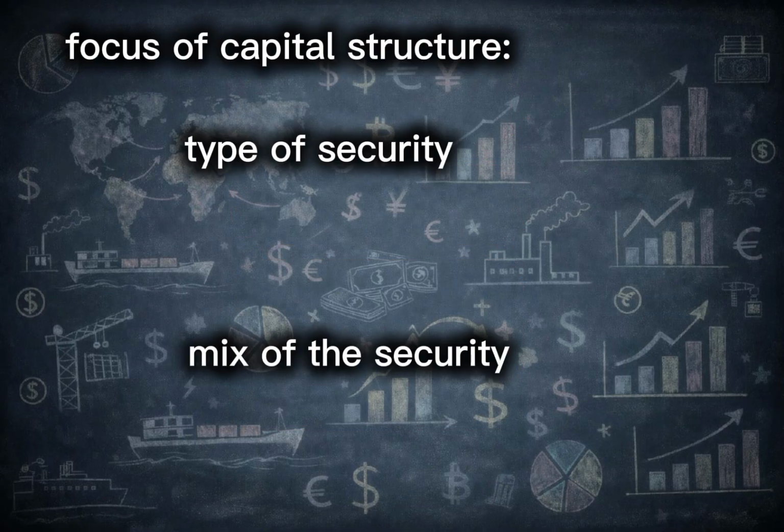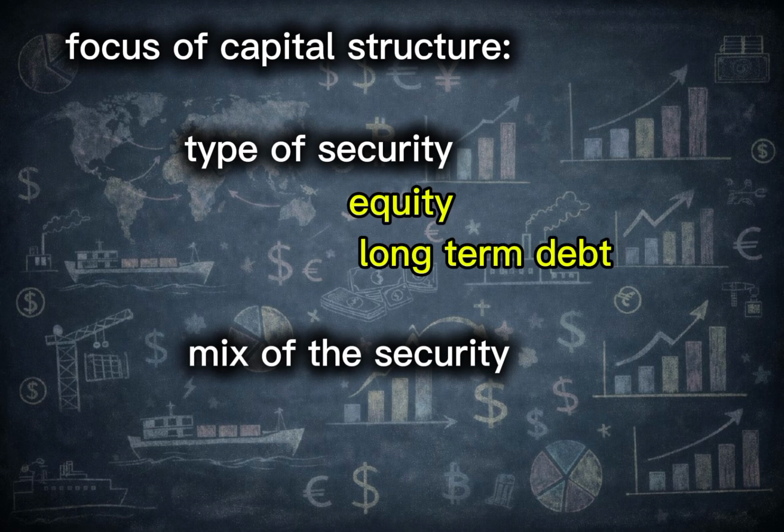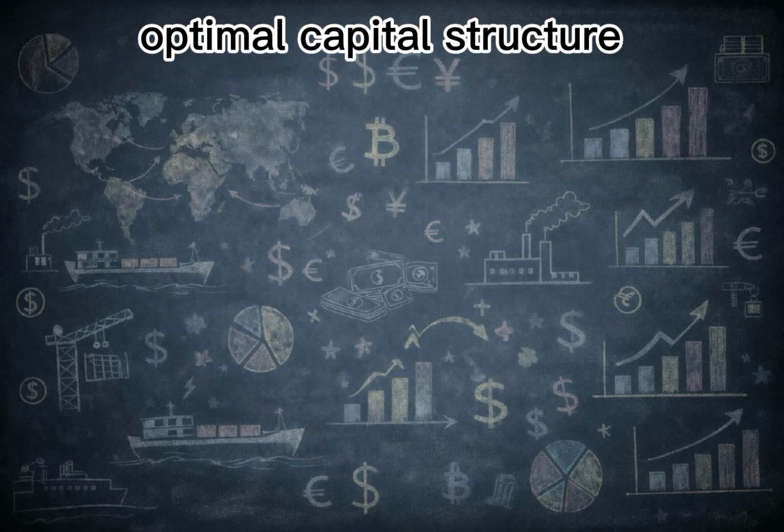From our definition, we can see that capital structure focuses on the type of security and the mix of the security. And we have said that the type of security can be either equity or long-term debt. And that the mix of that equity and the long-term debt is also an important factor to focus on in the topic of capital structure. What we are seeing here is that the mix of equity and debt in the composition of the capital structure matters a lot.